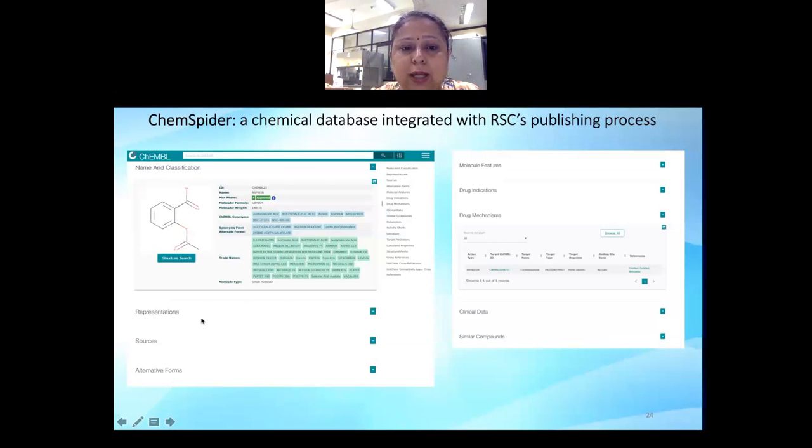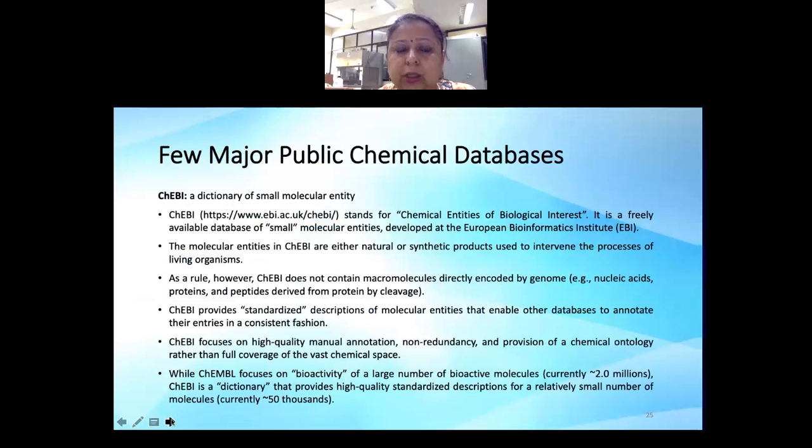So ChEMBL looks like this. Now again we are searching for aspirin. It gives everything. Now it is giving you the information about it, the drug mechanisms, what is its action type, its target's name, target type, every binding site data. So every other data related to its biological activity is contained in ChEMBL.